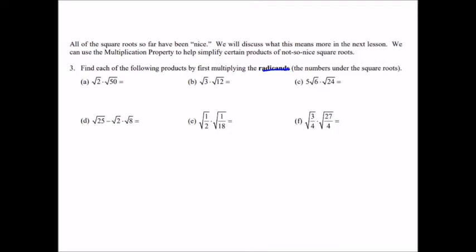They do bring up a vocab word. Radicand is the number underneath the square root symbol. So the multiplication rule says that the square root of 2 times the square root of 50 would be the same as the square root of 100, which is 10.